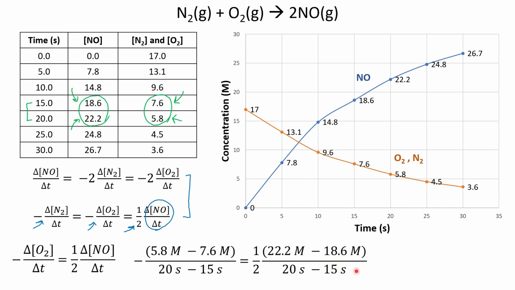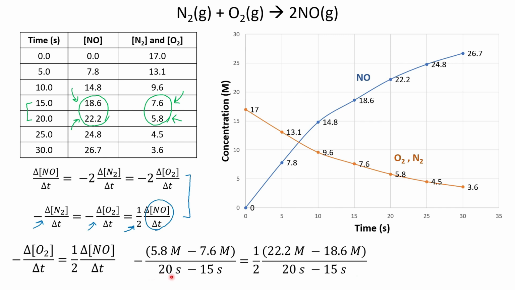It is very important when doing these calculations that you don't change up the time interval. So you can't compare rates from, say, 0 to 5 seconds for nitrogen monoxide to 15 to 20 seconds for oxygen. They must be the same time interval.